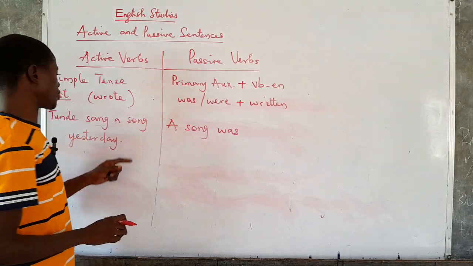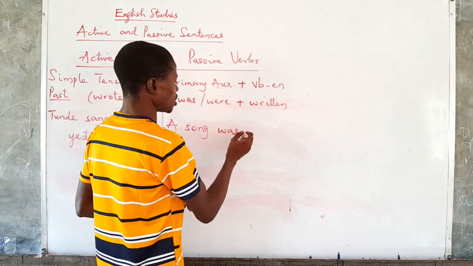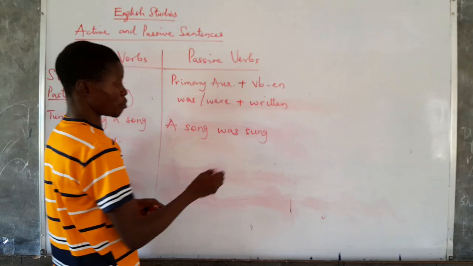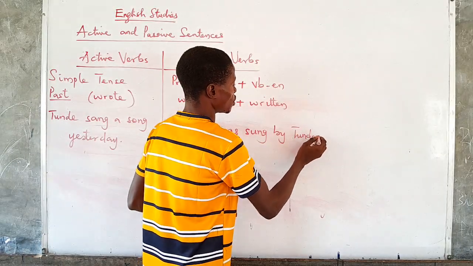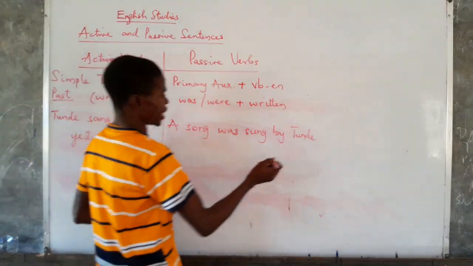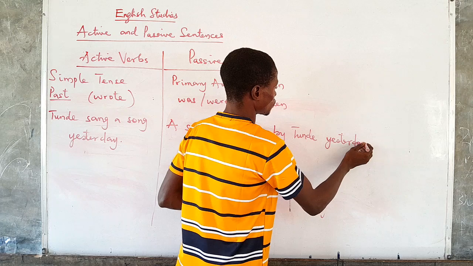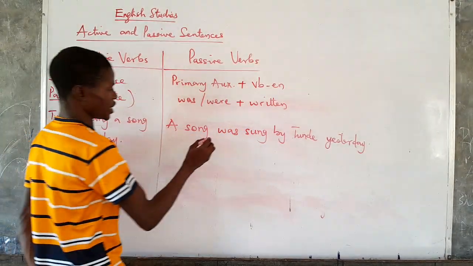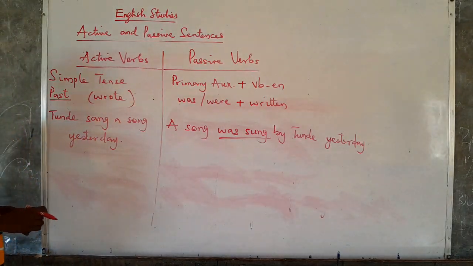The past participle form of sing is going to be sung. A song was sung. S-U-N-G. By whom? By Today. When? Yesterday. Simple as A, B, C. What we need there is was. Are we together now? So the next one, let's consider another example.